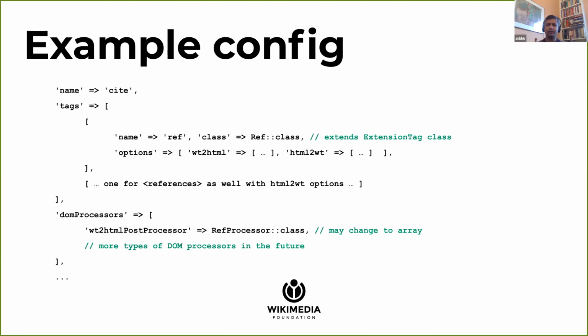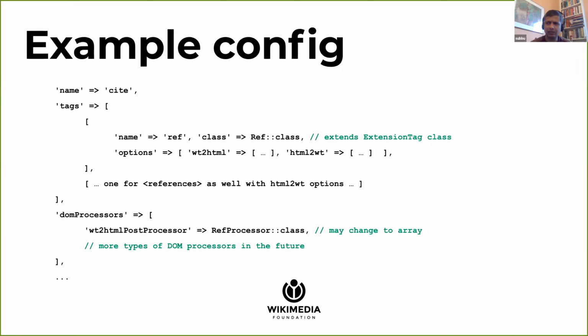So here is an example config from the Cite extension. It defines the name of the extension, pretty obvious. And it also defines an array of extension tags. Each of those array elements is itself a configuration object for the tags that the extension is defining. So in this case, Cite defines ref and references. For the ref tag, you declare what the implementing class is, and that class is supposed to extend the extension tag abstract class. We also provide some options for Wikitext to HTML and HTML to Wikitext directions. The docs have more information about this.